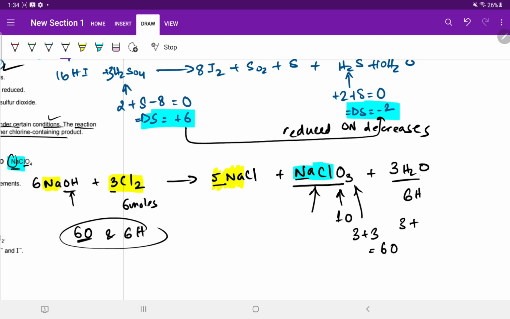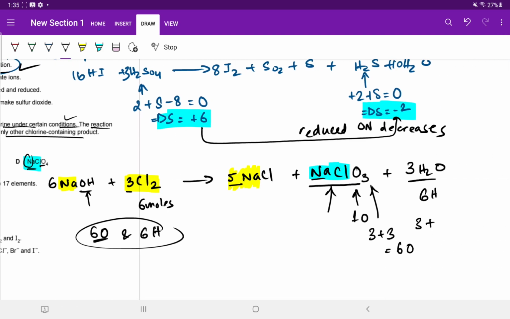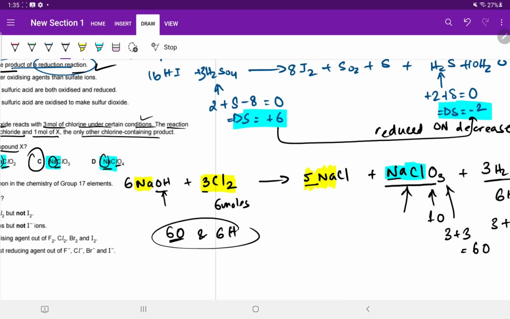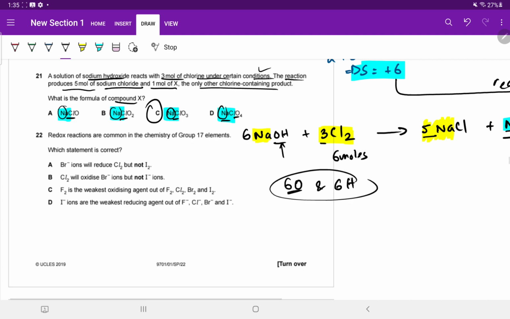So we can get H by adding water. Over here we have 6 H's, and we get 6 H's on both sides. We have 3 moles of oxygen left, so we need 3 more oxygen in order to balance the equation on both sides. So we have to have NaClO3 in order to make the equation balanced. Okay, so in this way we can solve this question.